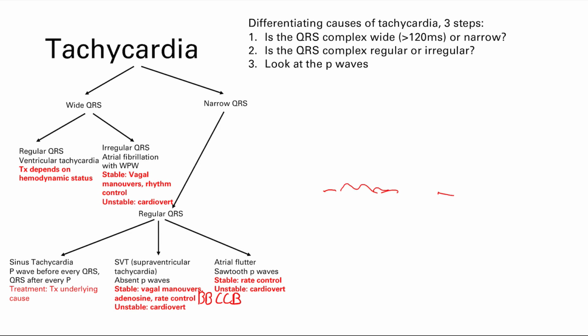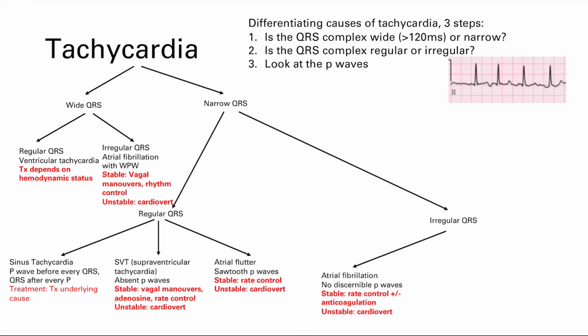So narrow, if it's coming irregularly, the first one is atrial fibrillation. Remember, irregular. And this one has no discernible P waves. That's how you know. So these are narrow complex QRS coming at irregular intervals. Remember that atria is fibrillating, so you can't really discern the P waves, and that's how you know it's atrial fibrillation. So same as always, rate control or cardiovert.